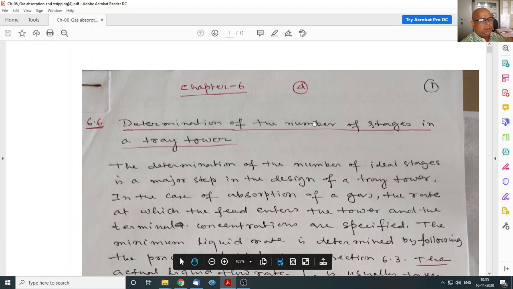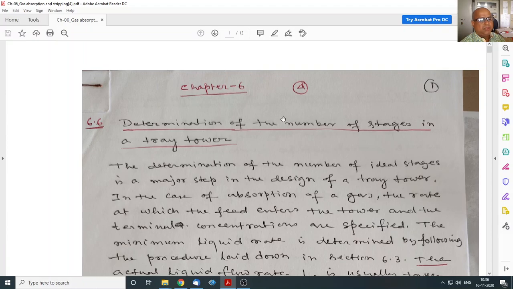Today will be the last lecture of gas absorption and stripping. In the last few lectures, we understood how to calculate the height of a packed bed. There is a numerical method, and there is also a simplified or analytical method for the dilute solution case. And we have solved a few problems on this.